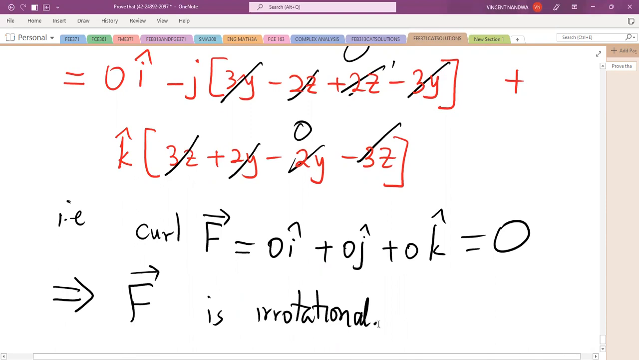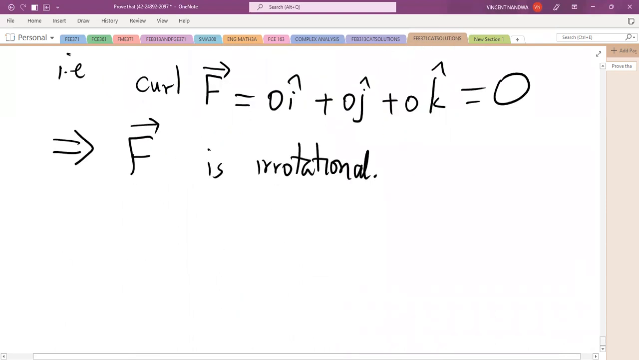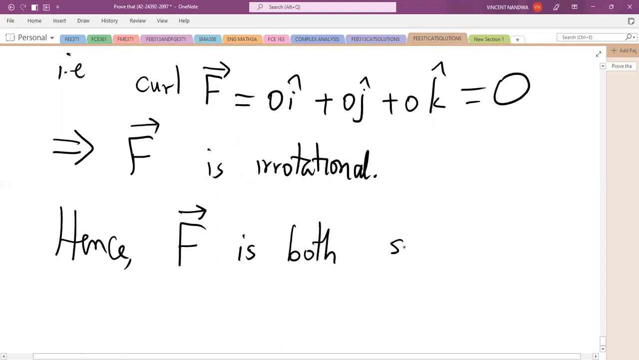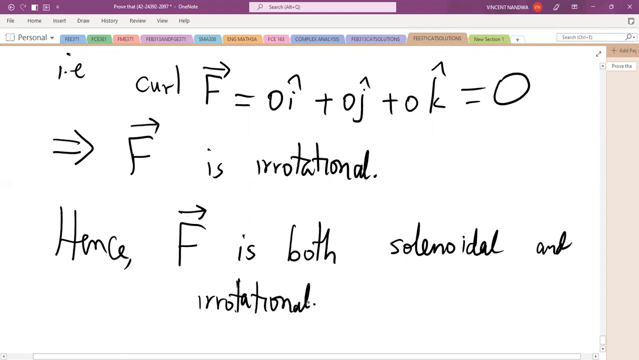Now, because we have shown that f is solenoidal and we have also shown that f is irrotational, we say, hence, this vector f in the problem is both solenoidal and irrotational. So that's how we're supposed to solve that problem. Thank you.